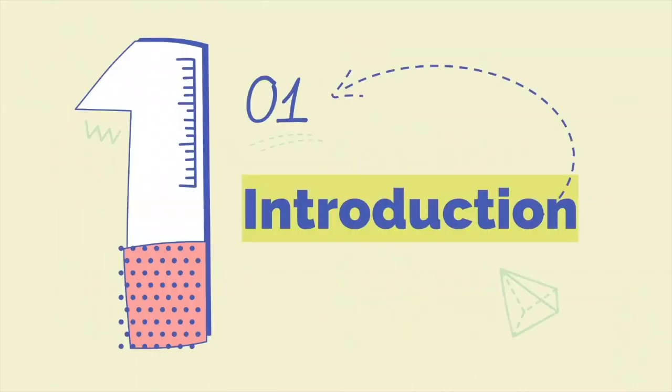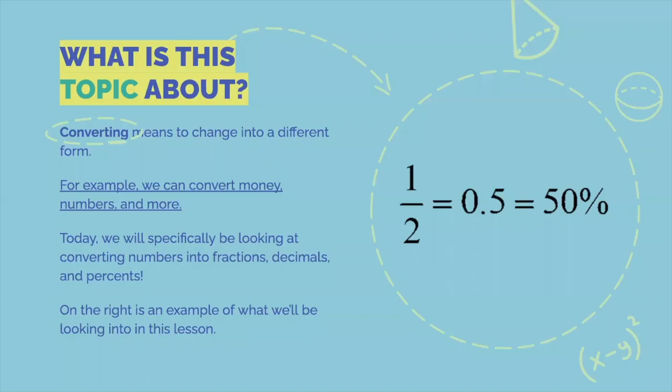Number 1, introduction. What is this topic about? Converting means to change into a different form. So for example, we can convert money, numbers, and more. Today, we will specifically be looking at converting numbers into fractions, decimals, and percents. On the right is an example of what we'll be looking into in this lesson. So we have the fraction 1/2, which is also equal to 0.5, which is also equal to 50%.